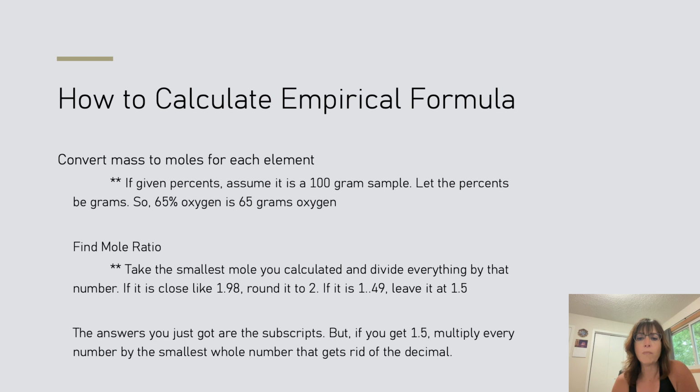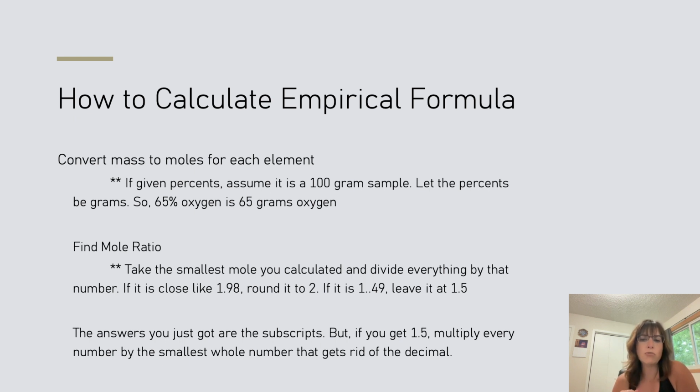Now you all know how to go mass to moles. So take all those masses and turn them into moles. You're dividing by the molar mass of the element, so grams of oxygen means you're dividing by 15.99 grams of O, not O2. So be careful there. Next, find the mole ratio. All you do here is look at the moles you just calculated, pick the smallest one, and divide everything by that smallest number. If you get a number that's pretty close, like 1.98, you round it to 2. But if it's 1.49 or 1.51, you leave it at 1.5.